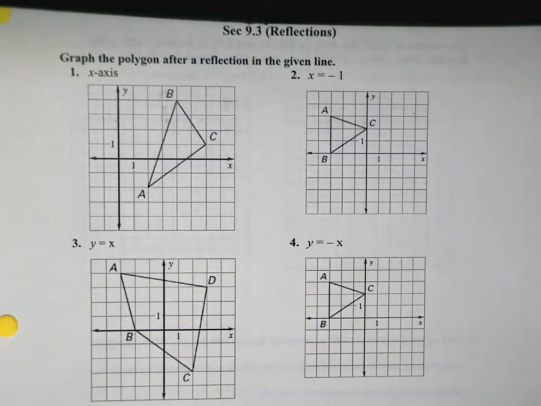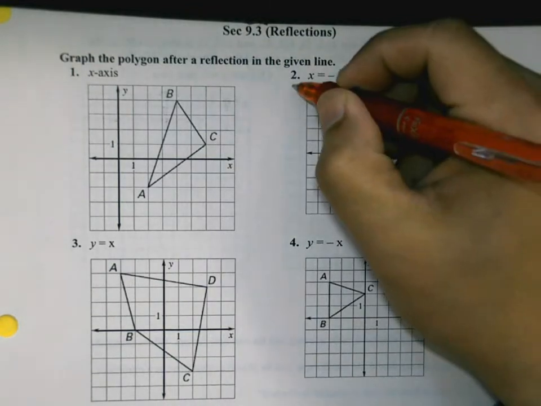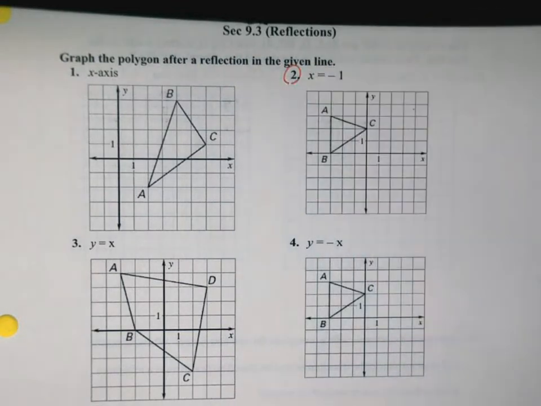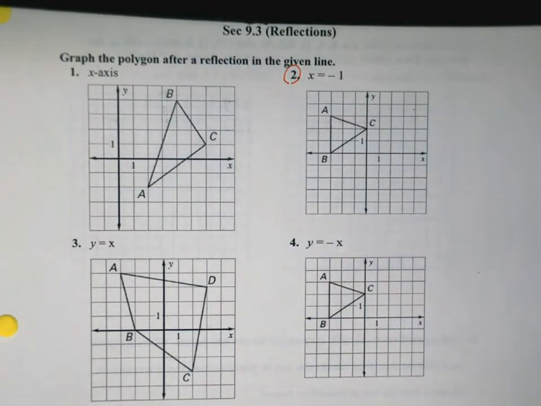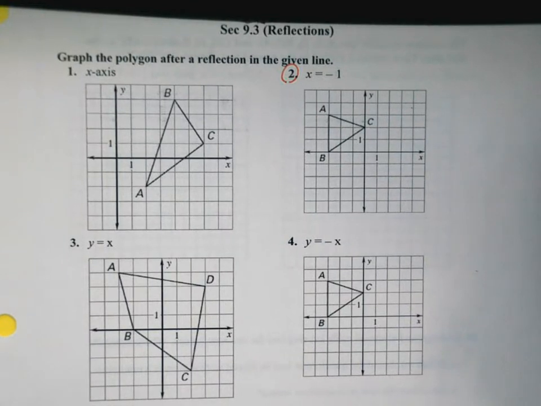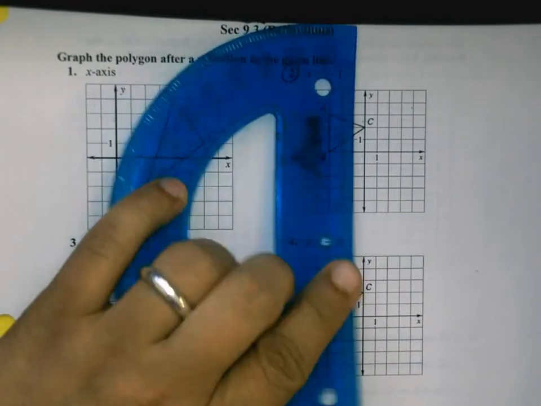Not with a mirror per se, but rather with lines and figures and such. And I'm going to work on number 2 right now, which says we want to reflect this polygon over the line x equals -1. The purpose of this video is just to show you how to do this graphically, and I will post other videos that show you how to do this algebraically for more difficult examples.